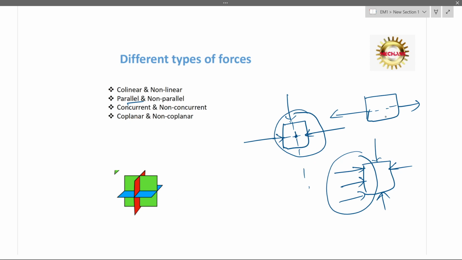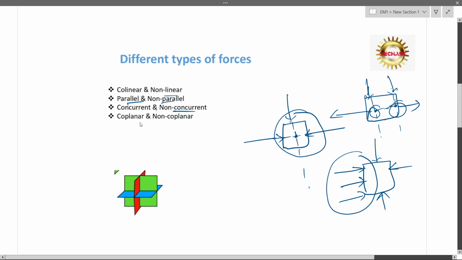If you consider this system of forces, if one force is acting in this direction, the line of action would be like this, and take another force acting in this direction, the line of action would be like this. So they don't meet at the same common point. They have two different points, so it is called non-concurrent. The forces other than parallel we call non-parallel, and the forces other than collinear are called non-linear. Then the last type is planar, coplanar and non-coplanar.